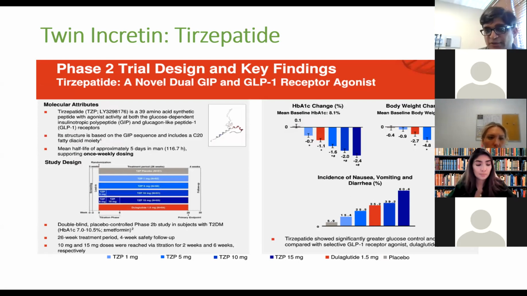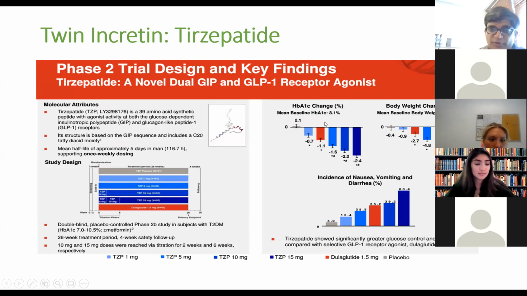So normally when we are giving Ozempic and Trulicity and other things, this is only our GLP, or glucagon-like peptide. This medication, tirzepatide, is actually a combination of a GLP and a GIP. So two incretins combined together.